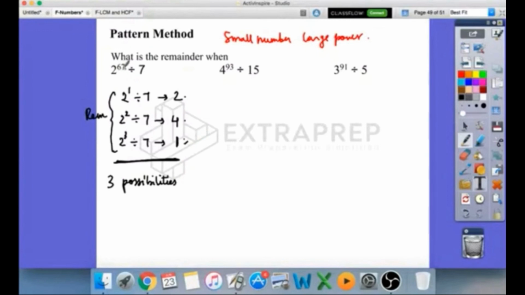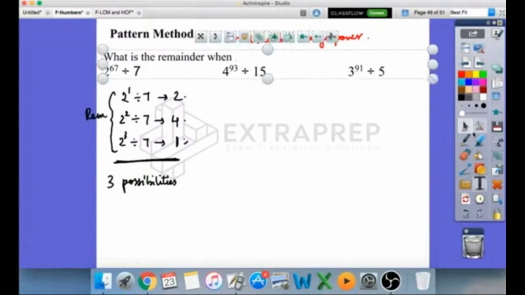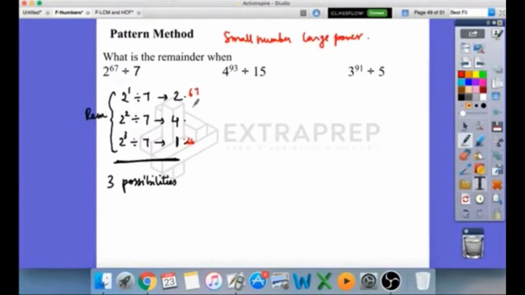So 67, before 67, which number is divisible by 3? Tell me, before 67, which number is divisible by 3? 66. For 66 you get 1, and so for 67 you get 2. 2 is the answer. Okay, for 67 you get 2. So 2 is the answer.